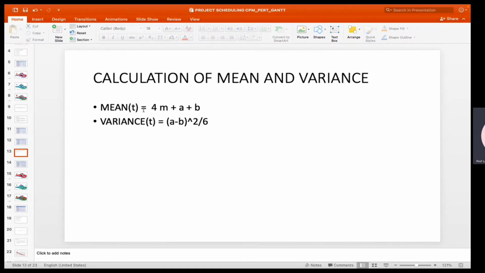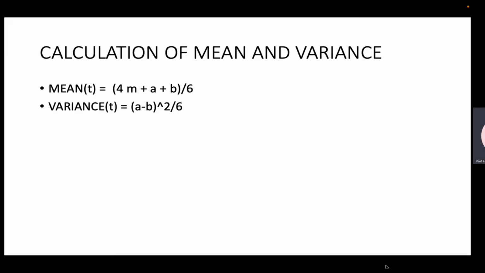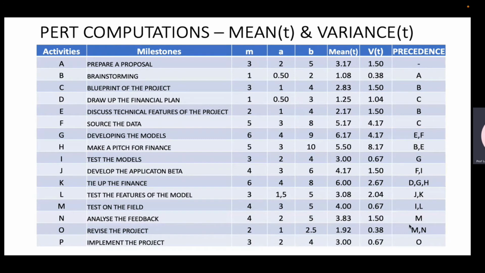This whole thing is a weighted average, so we give more weightage. So this whole thing should be divided by 6. That's how the mean time is calculated. Just one additional step when you move from CPM to PERT. And the variance is calculated as A minus B, that is the most optimistic time minus the pessimistic time, the whole squared, divided by 6. So the mean and the variance are calculated additionally in this fashion.